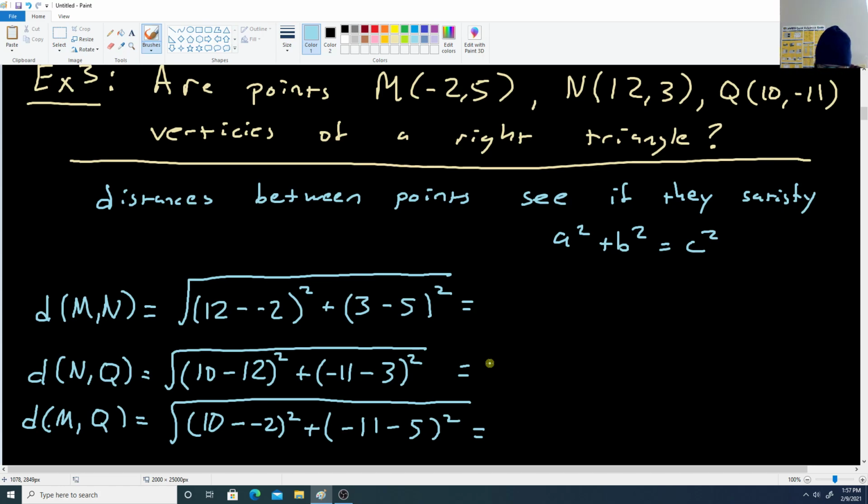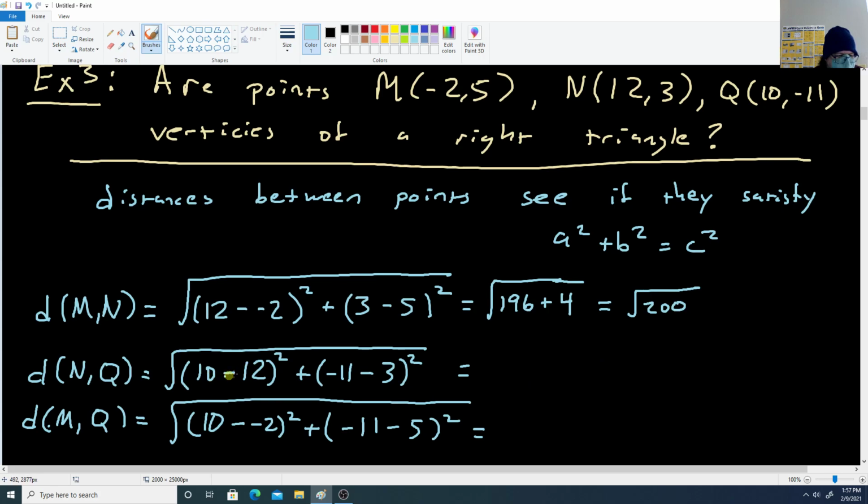So we need to see what 14 squared is. That is 196. So this is the square root of 196 plus 3 minus 5, which is negative 2. Negative 2 squared is 4. So that is the square root of 200.